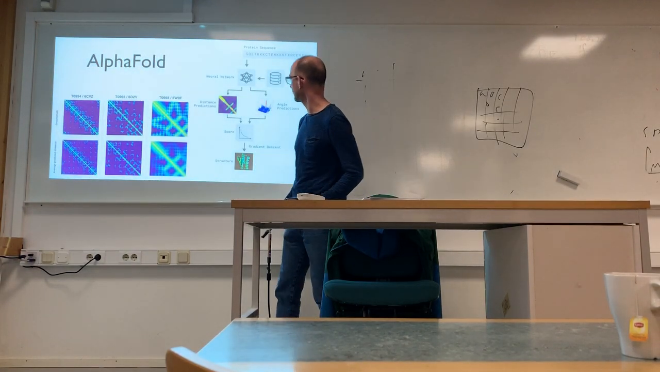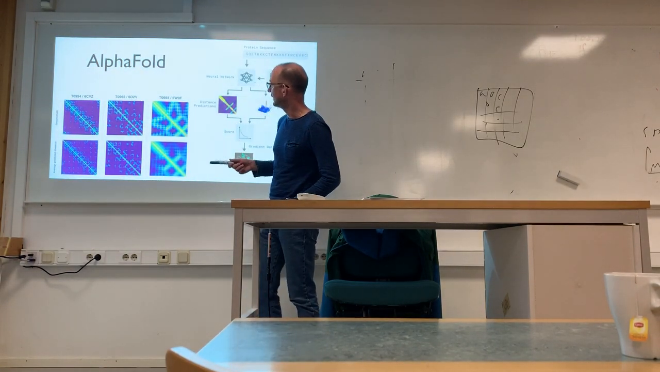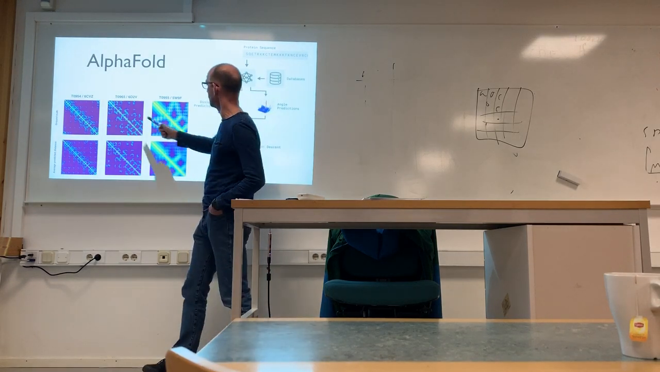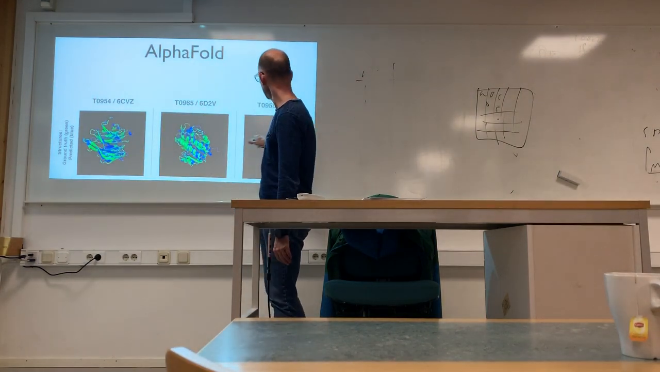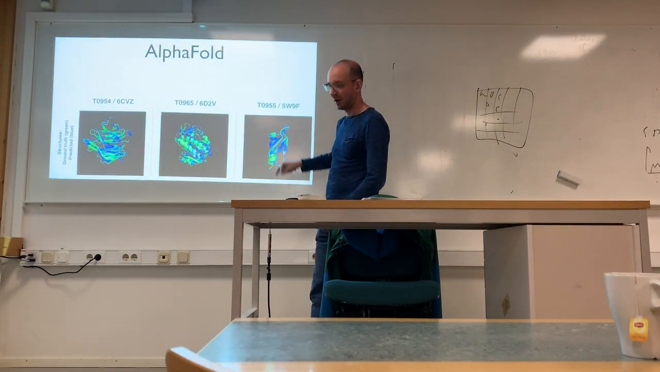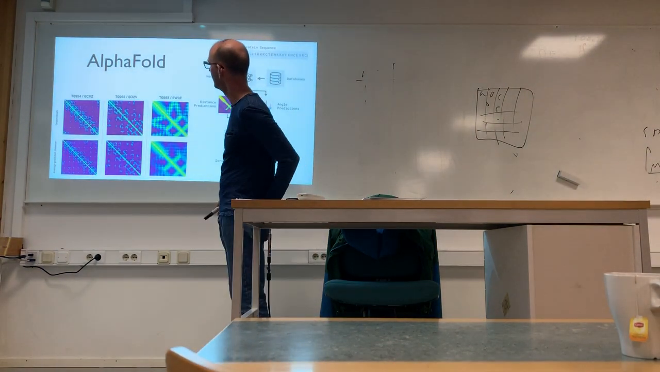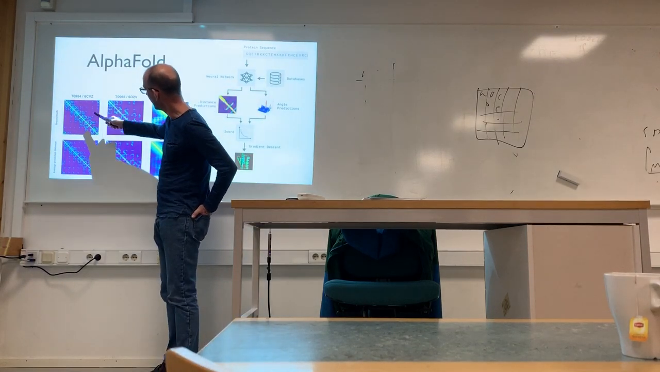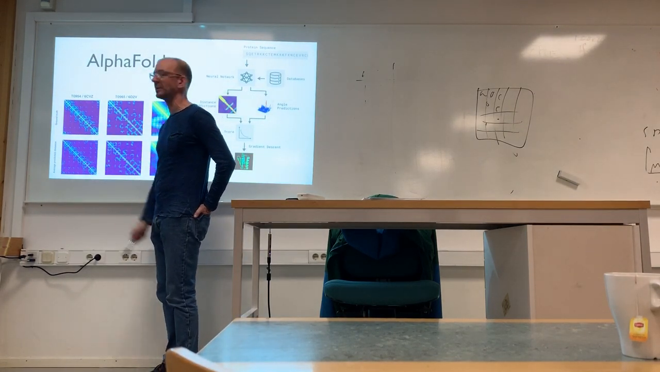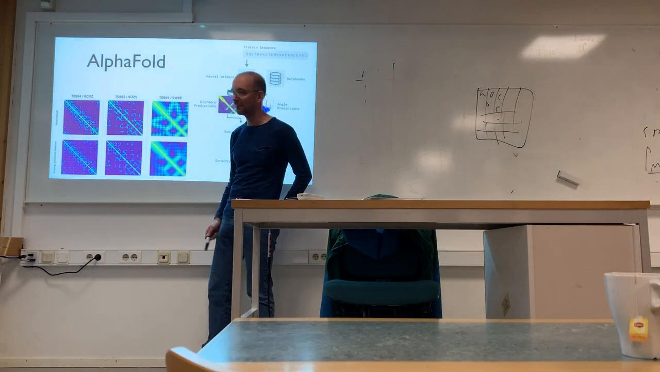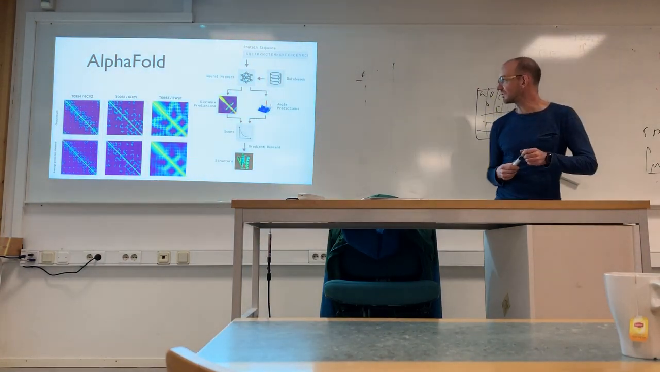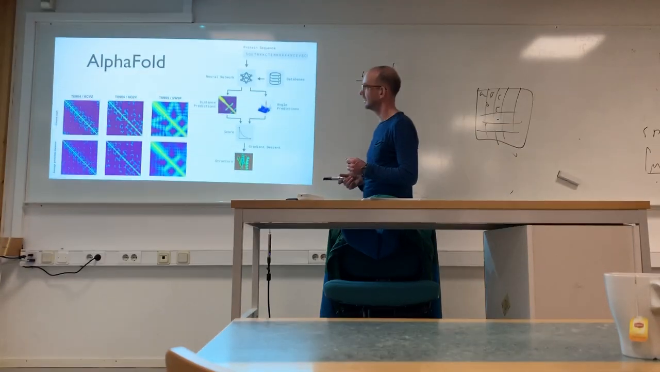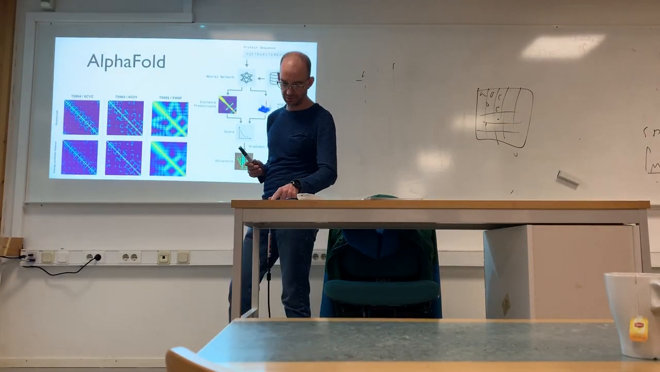This is the trick I'm talking about later. They have the sequence and they predict contact maps, or distances: how far away each residue is from each other. I guess this is the real data and this is the predicted data, or the other way around. They look very similar. And then they have a small program to fold it. This is something I will talk about a bit in 2 weeks or next week, whenever it is.